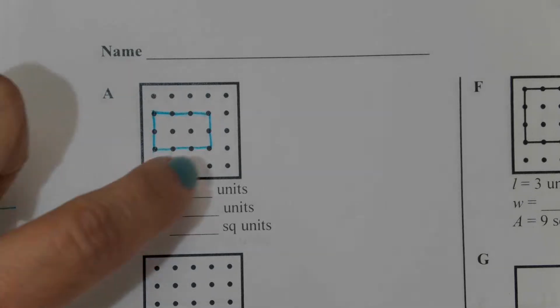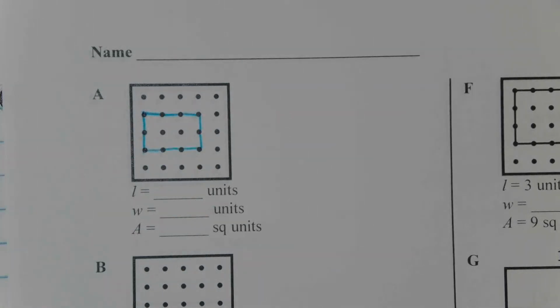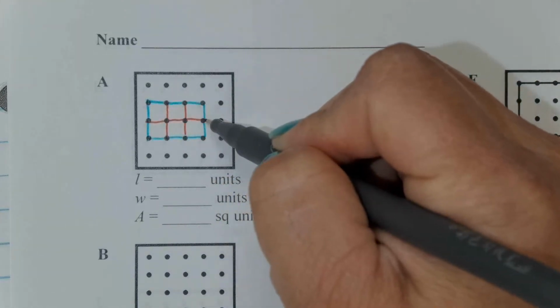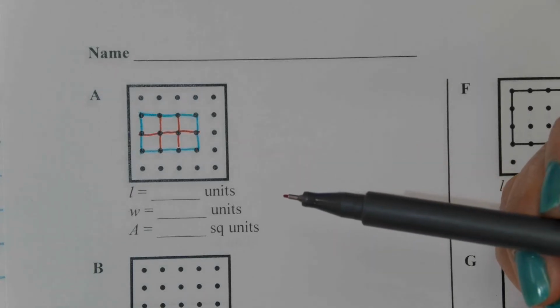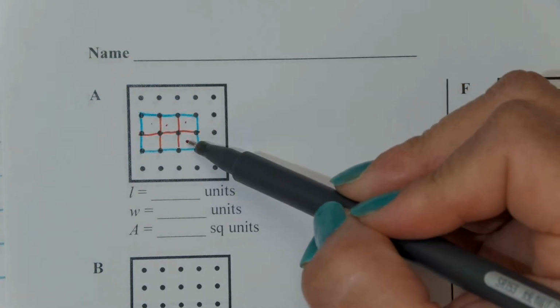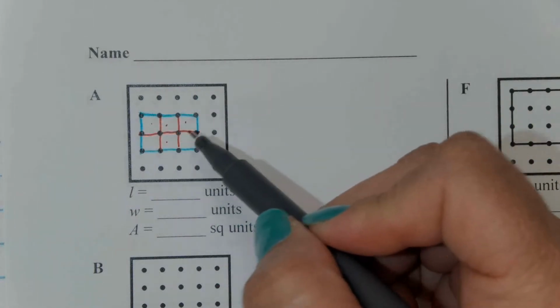Remember that a rectangle has opposite sides that are parallel, and it also has 4 right angles. A rectangle is also called a parallelogram. Okay, so we're going to go ahead and find the area of the rectangle. What we're going to do is trace and make our square units on the inside. Okay, so if we count the number of square units that cover this rectangle, it would be 1, 2, 3, 4, 5, 6. So my area is 6.